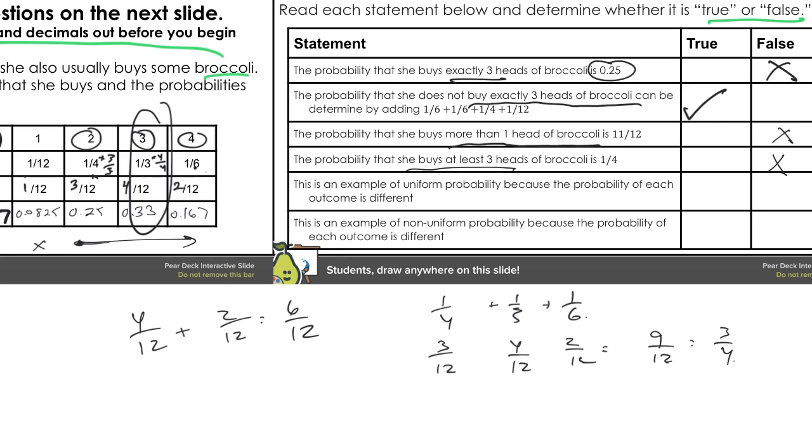This is an example of uniform probability because the probability of each outcome is different. No, uniform means the same, so that's false. This is an example of non-uniform probability because the probability of each is different. Yes, that is true.